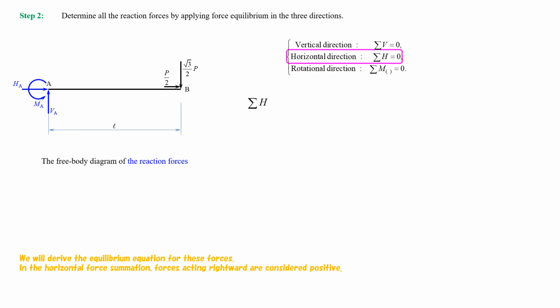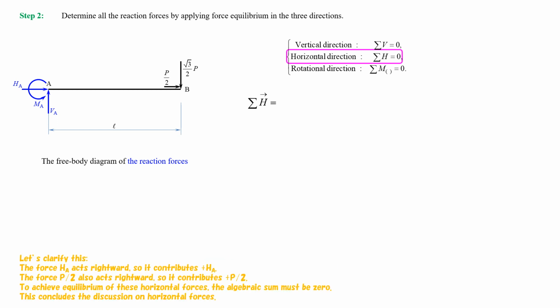In the horizontal force summation, forces acting rightward are considered positive. Let's clarify this. The force HA acts rightward, so it contributes plus HA. The force the 1/2 of P also acts rightward, so it contributes plus 1/2 of P. To achieve equilibrium of these horizontal forces, the algebraic sum must be 0. This concludes the discussion on horizontal forces.